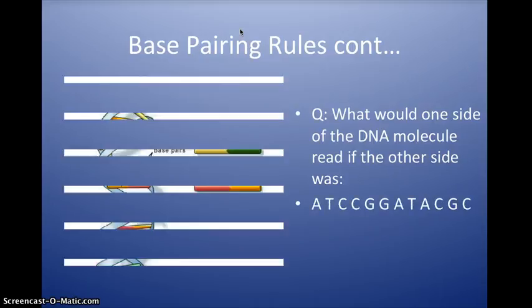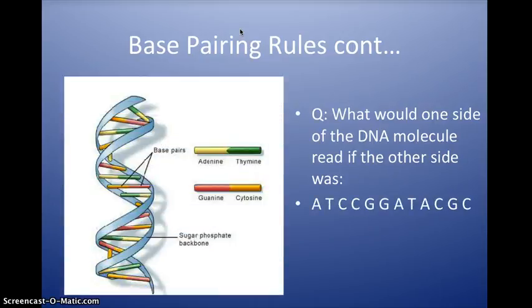Take a second and consider the following question. Pause the recording so that you can give yourself a chance to answer it. What would one side of the DNA molecule read if the other side was A, T, C, C, G, G, A, T, A, C, G, C? So if those bases were on one side of the ladder, what would be the corresponding pairs on the other side? So just take a moment to pause the recording and see if you can figure out what they would be.